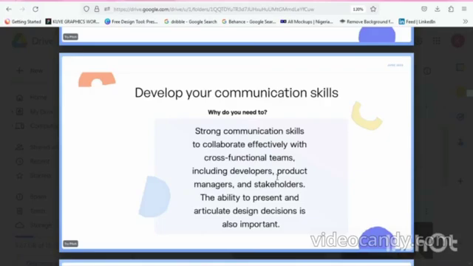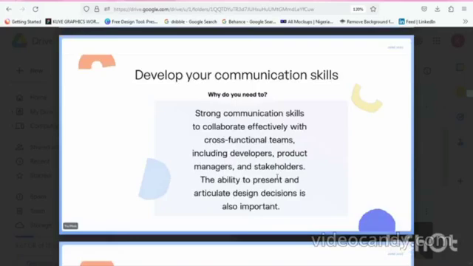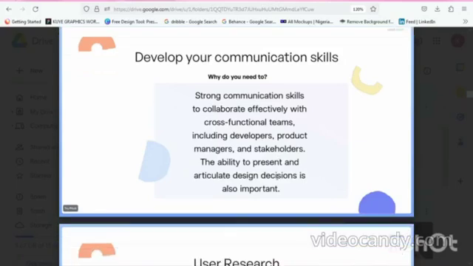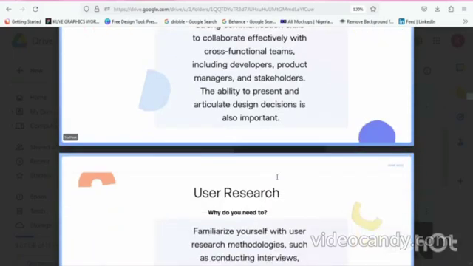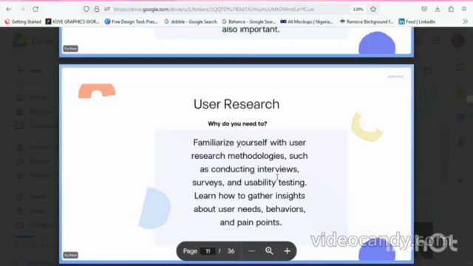So we talked about all of these. Next is developing communication skills. I think I mentioned this in week one, things that you need to have as a UI/UX designer. Good communication skills are important for you as a designer, because you'll be working with developers, product managers, and stakeholders. You must be able to explain what you are designing and why you designed it. Have you come across people who don't know how to explain? Please ensure that you are communicating your design very well.